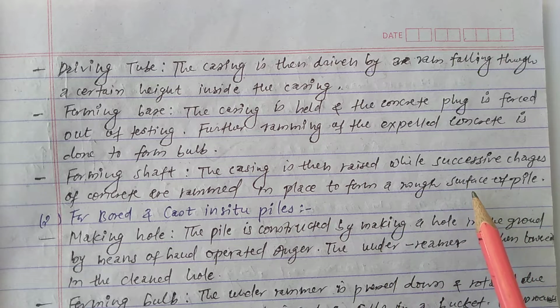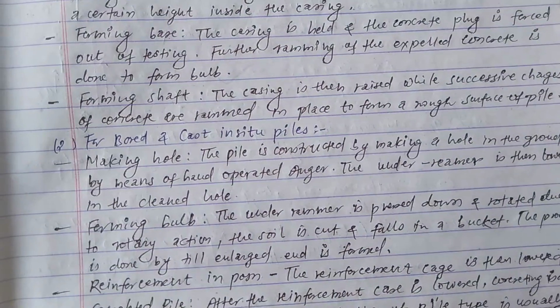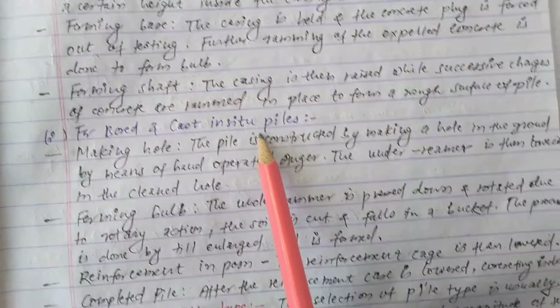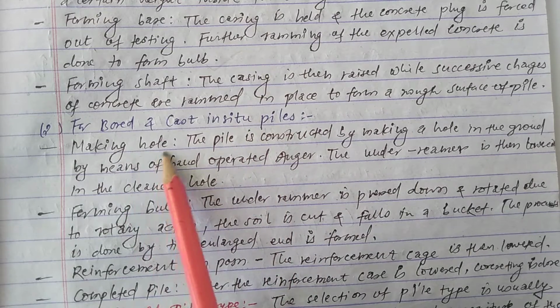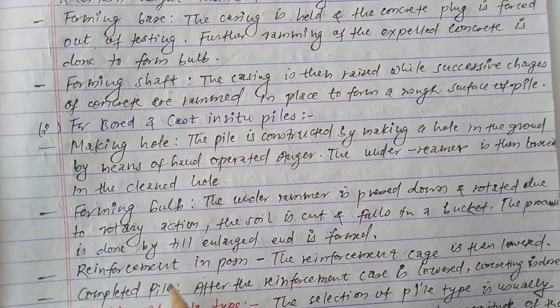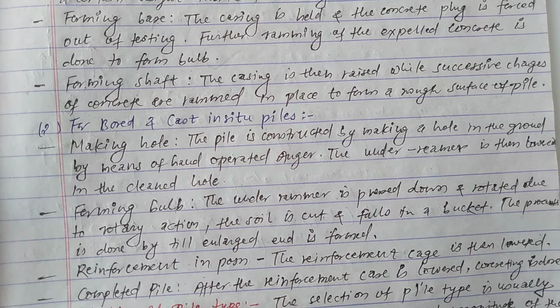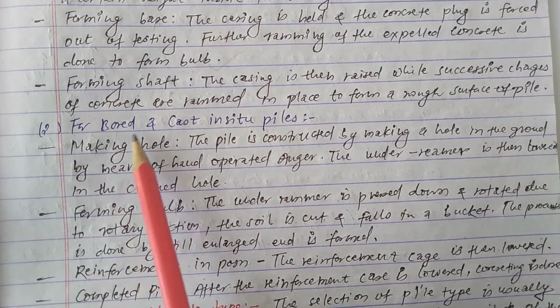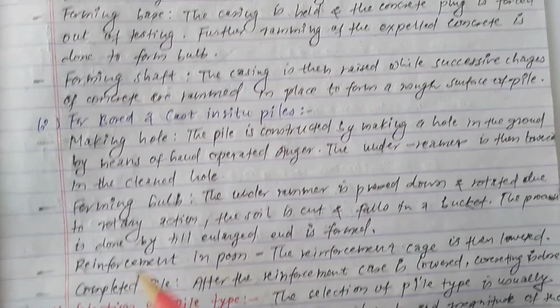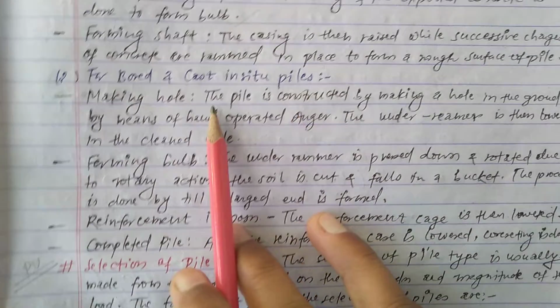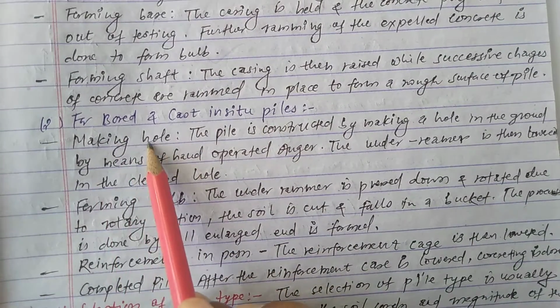So this is all about the driven cast in place pile. Now we will see the bored cast in situ piles: making hole, forming bulb, reinforcement in position and completed pile. Then we will see the selection of pile foundation. First, making the hole.